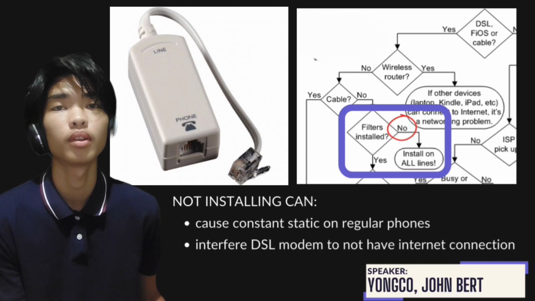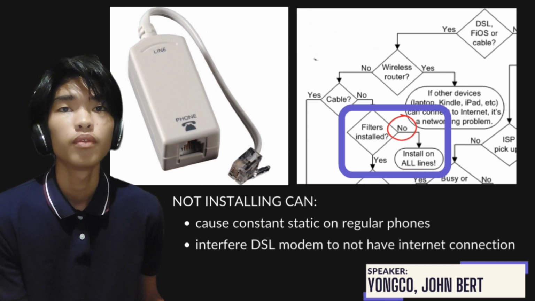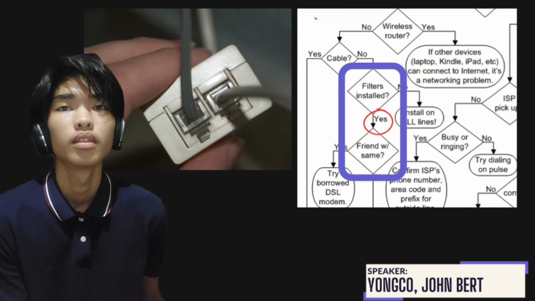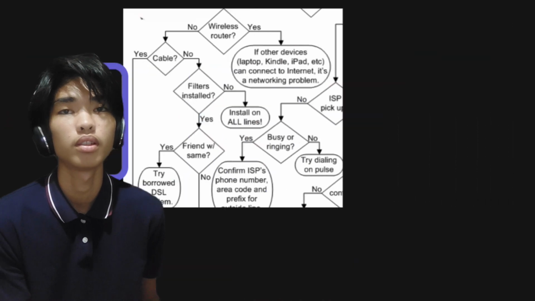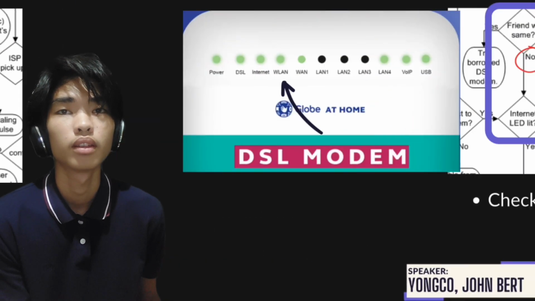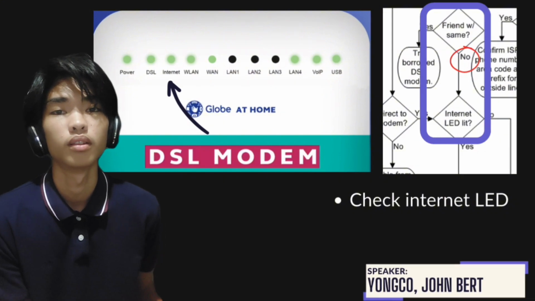DSL filters are important for a stable and fast internet connection, preventing interference between telephone lines and modem. Also avoiding static on phones, but if you installed it incorrectly, it can be an issue. If you installed it, try the same with a friend. Try swapping your modem with a friend or neighbor who has the same model and connect it to your system. Or try installing your modem on their line. If working, your phone line has a problem. If not, same as with a friend, proceed to checking the internet LED of the modem to be discussed later on.